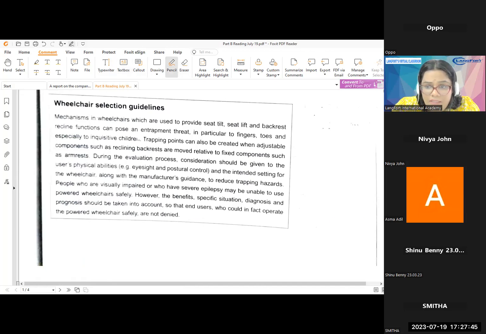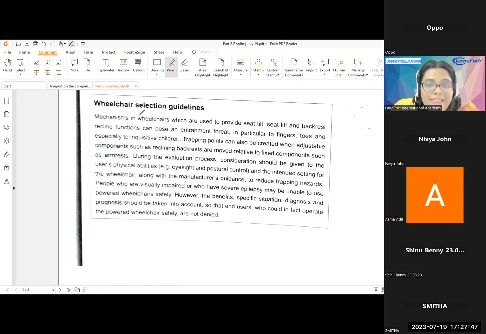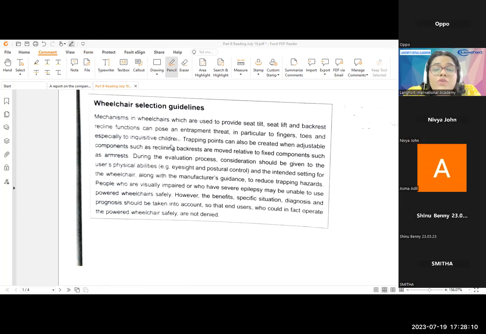So in the first sentence, it says that the wheelchairs have different mechanisms such as tilting the seat or lifting the seat or reclining the backrest. All these functions of wheelchairs can be an entrapment threat, can entrap our fingers, our toes, or can be dangerous to kids who are inquisitive. Inquisitive means who are curious.